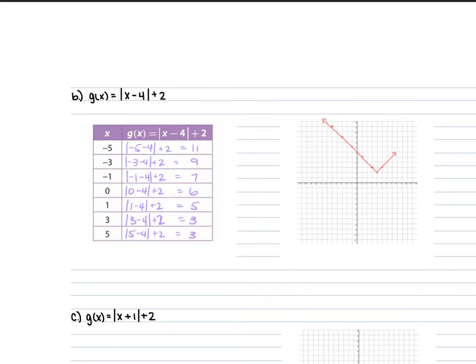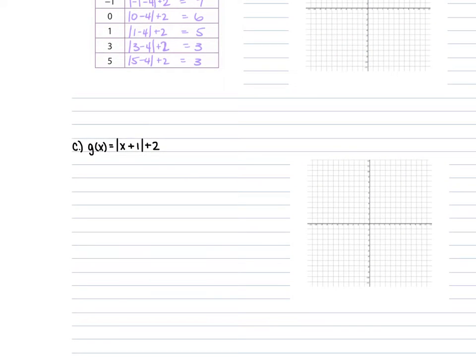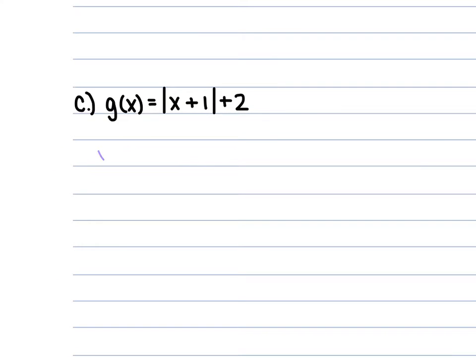If we look at our next example, we have g of x is equal to the absolute value of x plus 1 plus 2. So this one doesn't give us our x values. I'm going to choose to do, let's say, -5, -3, -1, 0, 1, 3, and 5. It's totally up to you which ones you use.